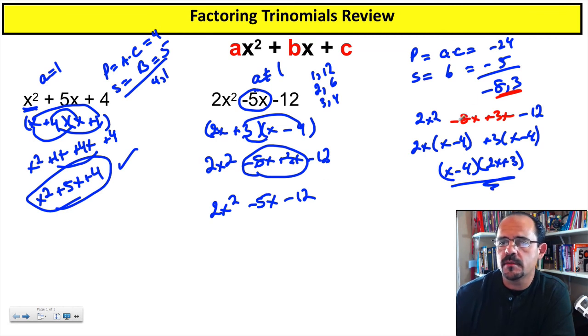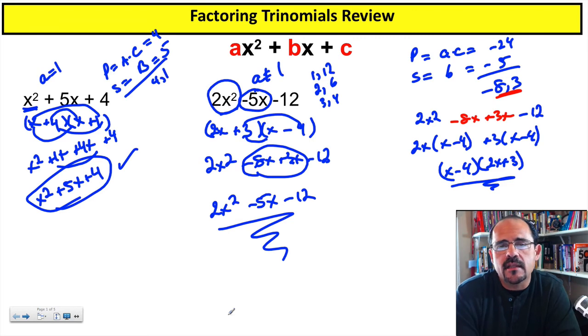So this is the grouping method. This is the guess and check method. But the important thing to remember is that the first term times the first term has got to give you the first term of the trinomial. And also that you can multiply them and check them if you have to.